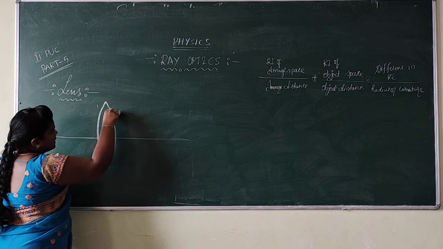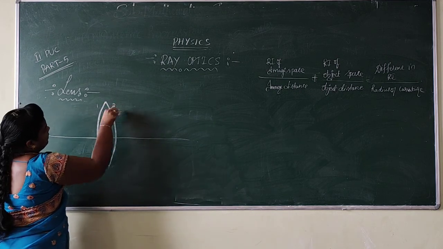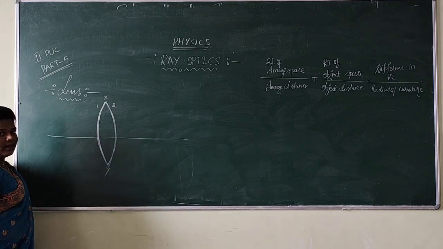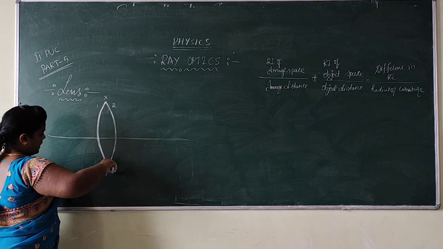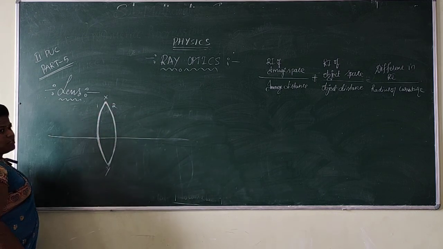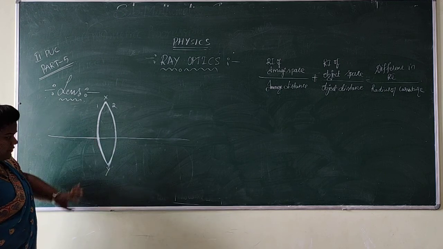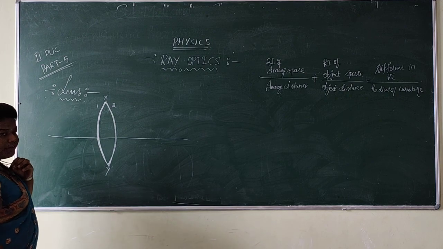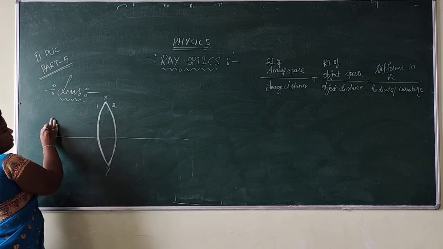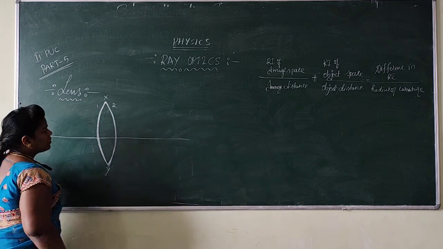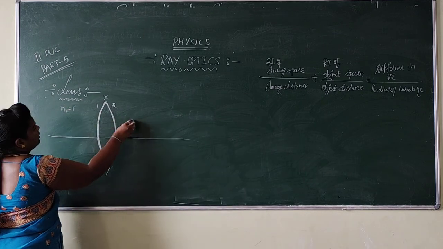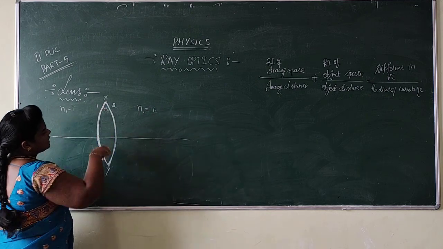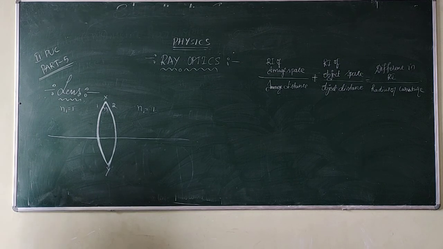whereas this is the second convex surface. Two surfaces we have. Let us give the name X, Y. This XY is said to be the aperture. Why? Because these two surfaces are going to refract the incident beam of light. Observe carefully: here we have the air medium, here also the air medium, so the refractive index is equal to 1. Here also the refractive index is equal to 1, whereas here it is a glass lens with refractive index n.